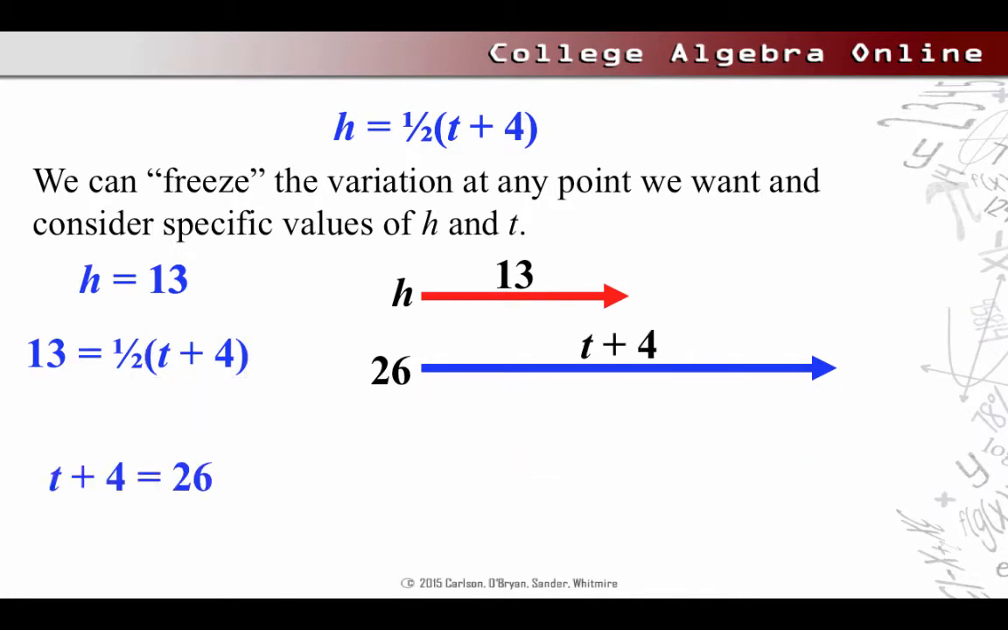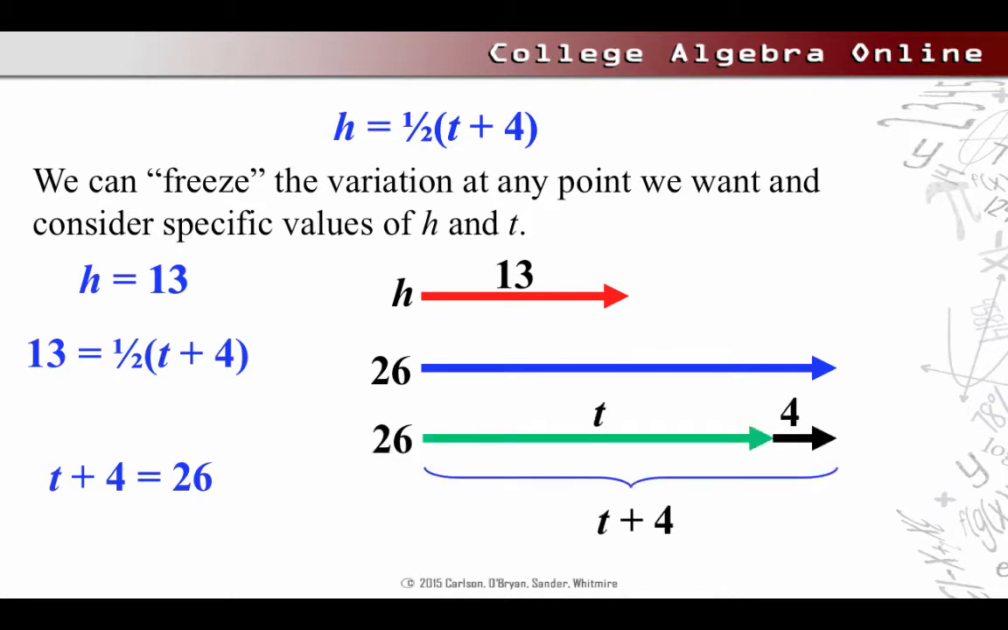We now know that 4 more than t is 26. So what must be the value of t? Hopefully it's easy for you to see that t must have a value of 22. So t equals 22 is the solution to the equation 13 equals 1/2 times t plus 4. This is the value of t when h is 13.